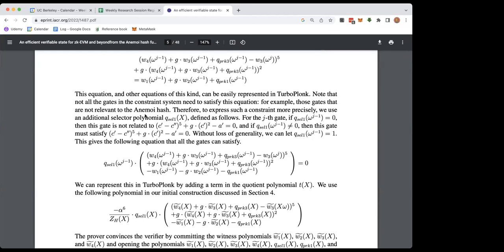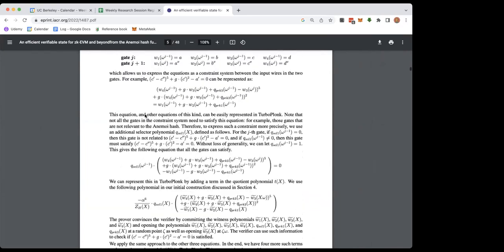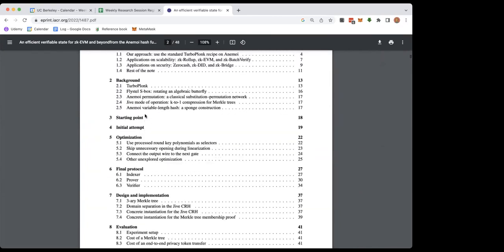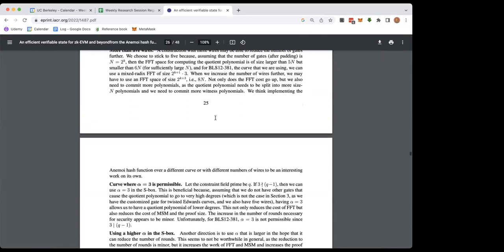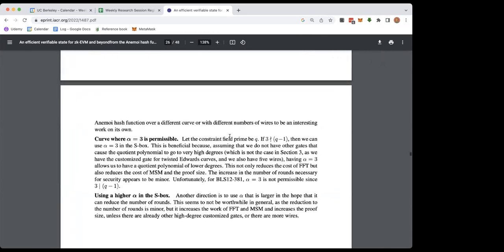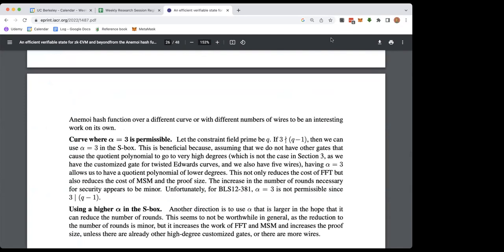Actually, let me type it, because I do have some discussion there related to the situation when alpha is actually 3, where I explore optimization. Basically, if you are lucky enough that q minus 1 doesn't have 3 as a factor, then alpha equal to 3 can be suitable for the S box. This is beneficial because you can probably reduce the number of wires. And we didn't consider that.